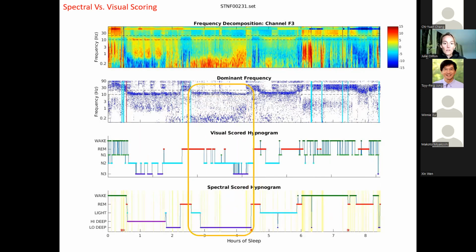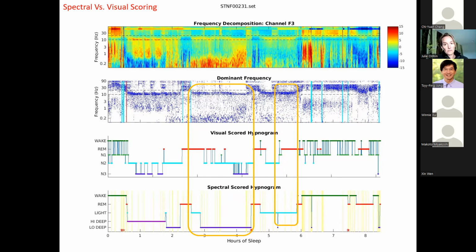So this one was interesting because one of the questions is, when I score low deep sleep, how is it scored in visual scoring? Apparently sometimes as REM, sometimes as light sleep N2, and sometimes as N3, even though I feel like this is a pretty homogeneous period of time here, and the visual scorer saw that as 3 different stages. So yeah, the correspondence is not necessarily that great.